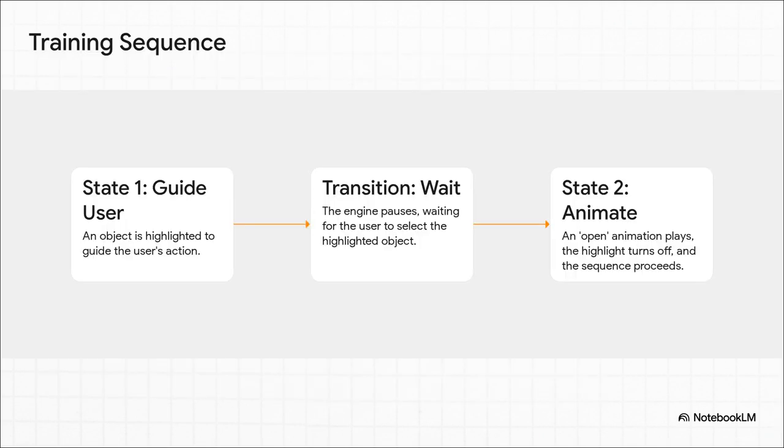Let's make this real with the example they used in the demo. Okay, step 1. The state engine highlights a flap on the vehicle. That's state 1. The app is now in the highlight flap state. Next, it just waits. It's waiting for the transition, which is the user selecting that flap. As soon as you click it, boom, the system moves to state 2. An animation plays, the highlight goes away, and it's ready for the next instruction. It's this clean, logical flow from step to step, all laid out visually.